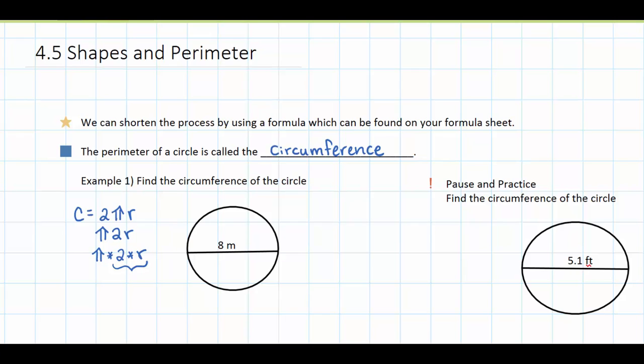We actually have another formula for circumference that says C equals pi d, so pi times diameter. But I wanted to show you that 2 times the radius is the diameter, because sometimes we're just given the radius. This time we have been given the diameter, so we're going to go ahead and multiply pi times the diameter of 8 meters. So pi is 3.14, and we're going to multiply that by 8 meters.